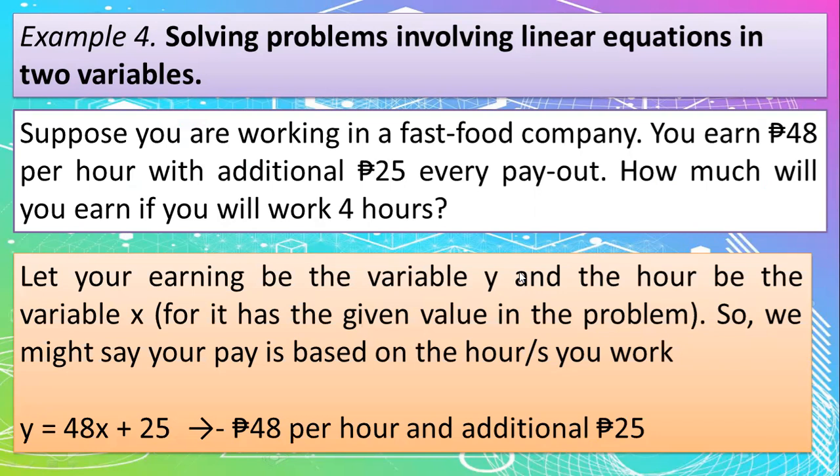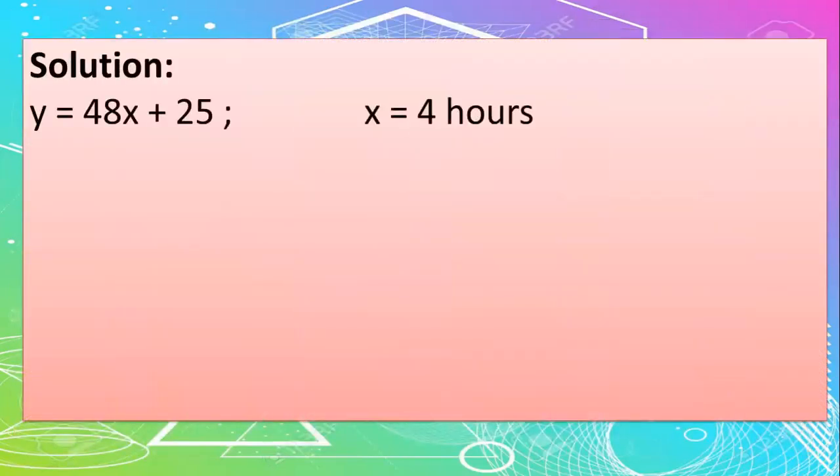So with that, we can actually form an equation or linear equation out of these variables. So y, di ba sabi yung earnings natin yan, is equal to 48x, kasi 48 pesos per hour. Ang hours natin is x, di ba po? So 48x plus 25 because nakalagay dito sa problem with additional 25 pesos. So, yun po ang ating magiging formula. So, with that po, for our solution, we let the value of x is equal to 4.